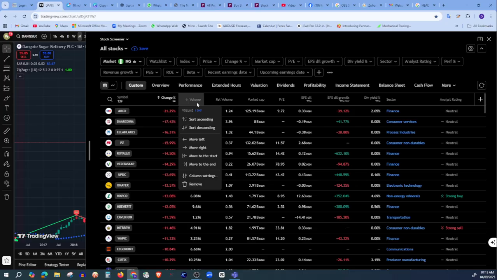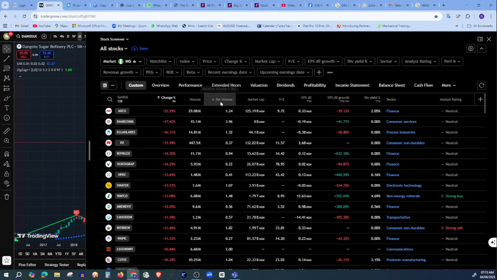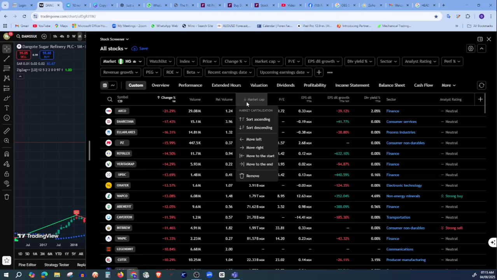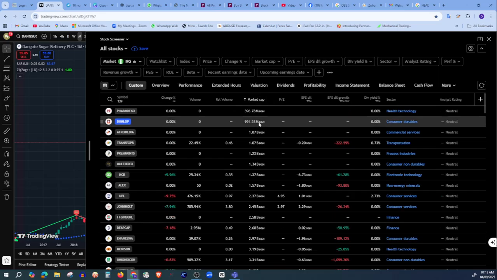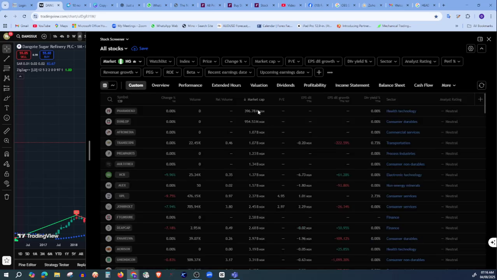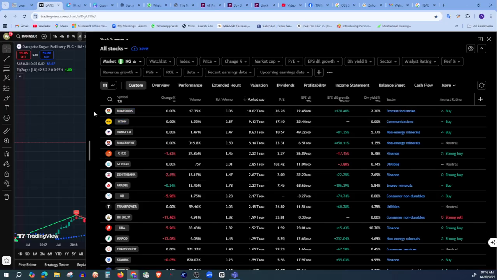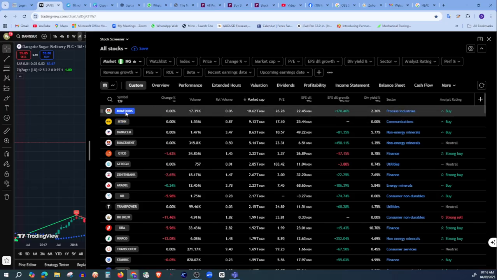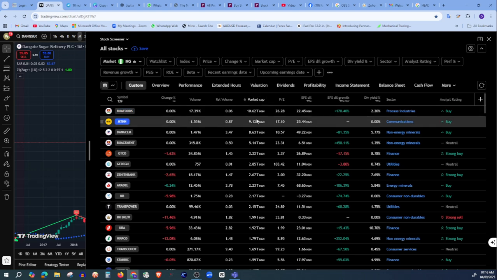Then volume, the same thing. You can check volume for 1 day, check volume for 1 week. You can sort in ascending or descending order, and so on and so forth. Then relative volume. I think, what's this again? Okay, relative volume 1 day. So this is relative volume. Market capitalization, I can also sort based on market capitalization, either ascending or descending. So for this, Boa Food has the highest capitalization.